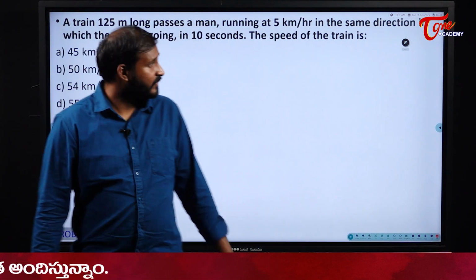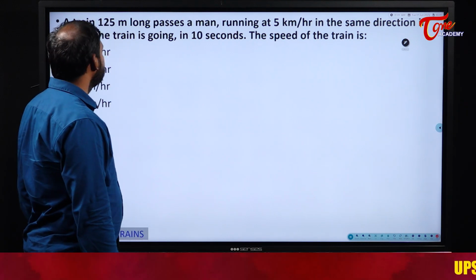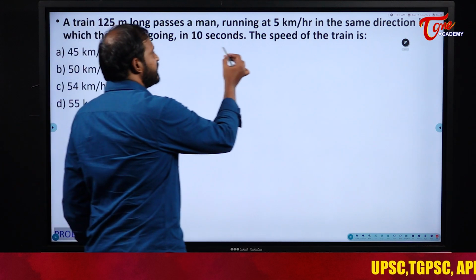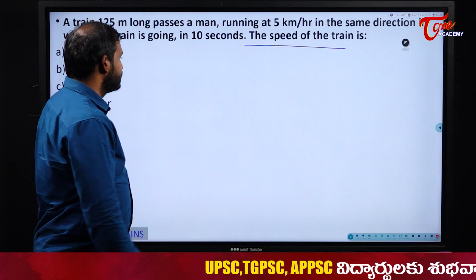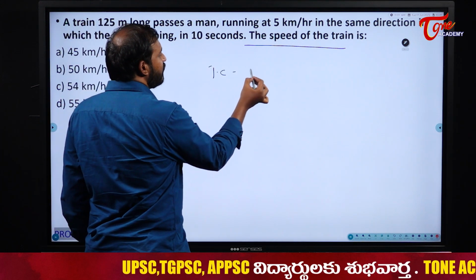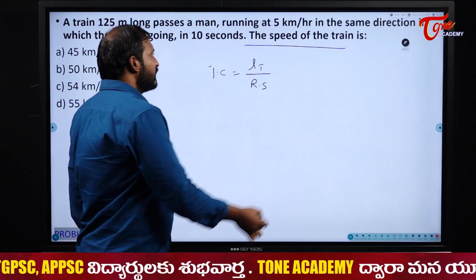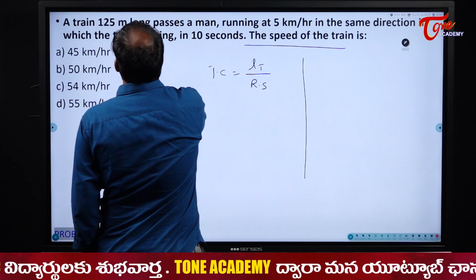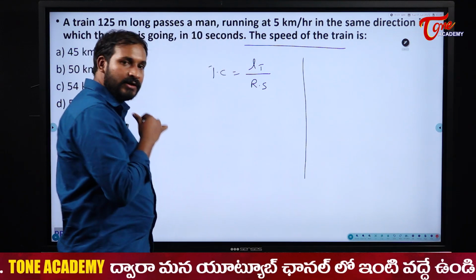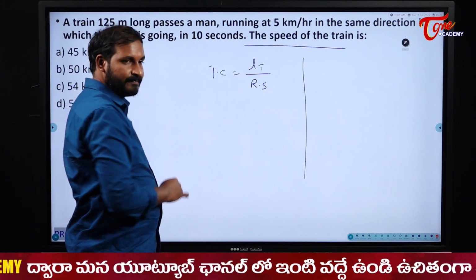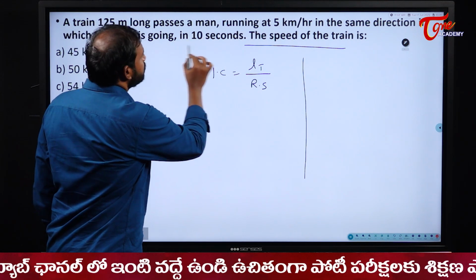A train 125 meter long passes a man running at 5 kmph in the same direction in which the train is going in 10 seconds. The speed of the train is? Train and a moving man case. So time taken to cross will become length of the train by relative speed. Now first relative speed. The train is moving at what speed? We don't know. We need to find that one. In the same direction. So what we will do is, first of all, let us substitute in this and find out the relative speed. Now time taken to cross is how much here?